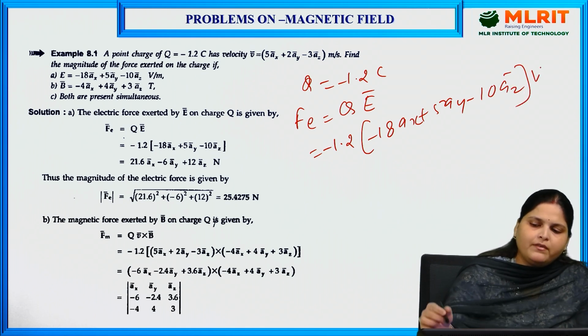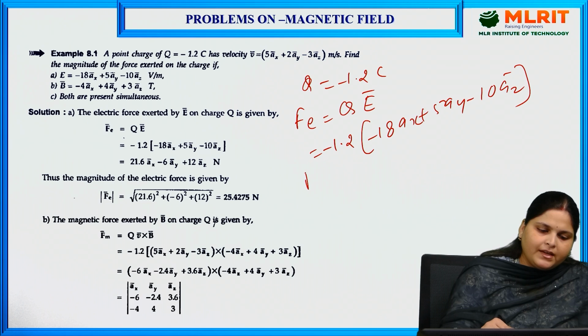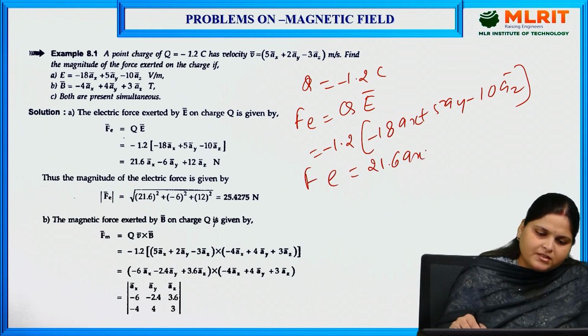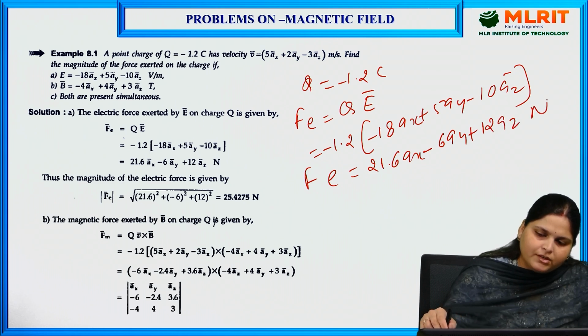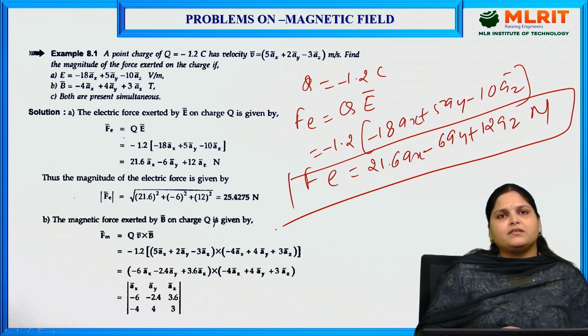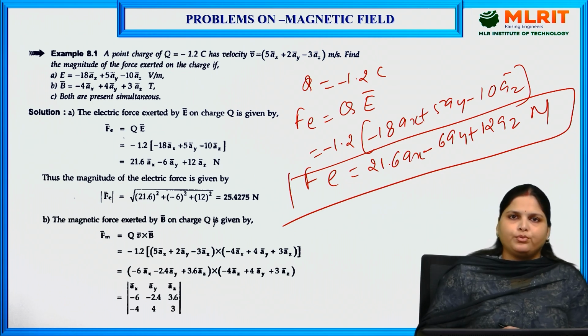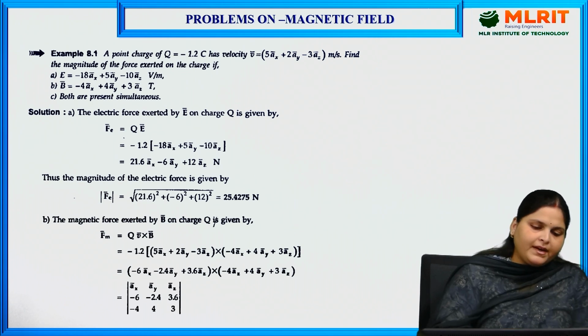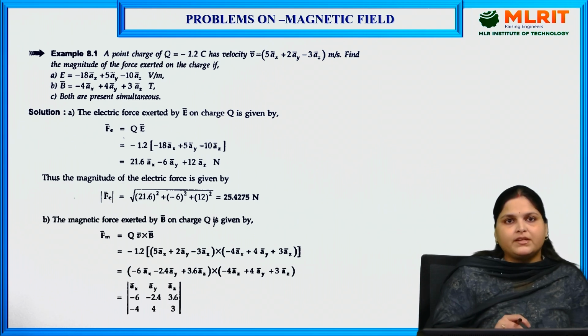And when we solve it, we will get Fe equals 21.6 aX minus 6 aY plus 12 aZ Newton. This is the electric force exerted on charge Q. Next we can find out the magnetic force exerted on charge Q.